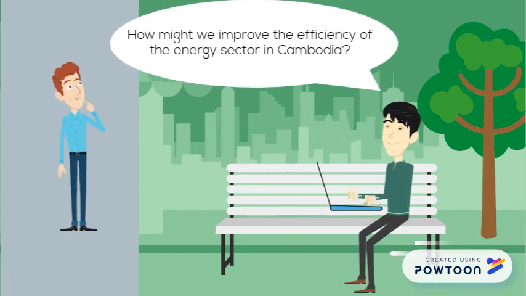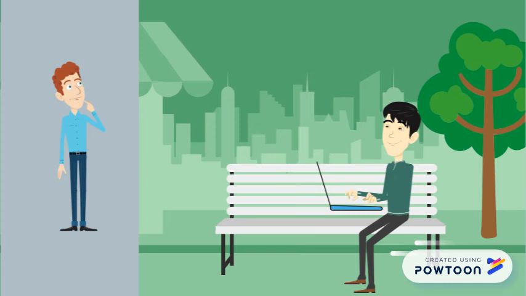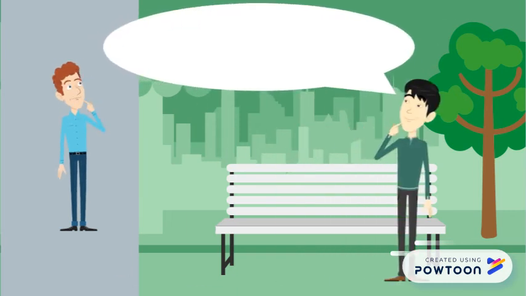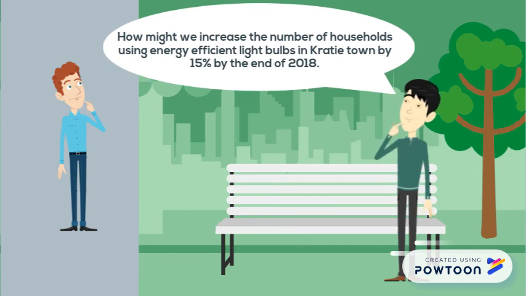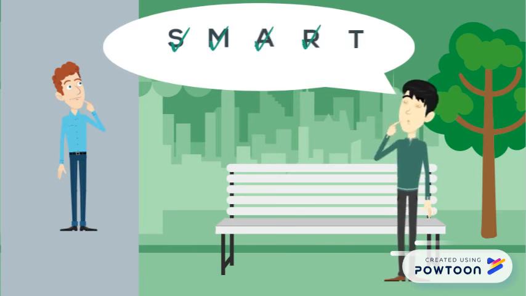This question is probably not smart enough, since it doesn't specify which type of energy or by how much it aims to increase the efficiency, or by when, or where in Cambodia. With this question, it would be really hard to come up with an appropriate solution. A better how might we question would be, how might we increase the number of households using the energy-efficient light bulbs in Karachi town by 15% by the end of 2018? Let's analyze it. Is it specific, measurable, appropriate, realistic, and time-bound?